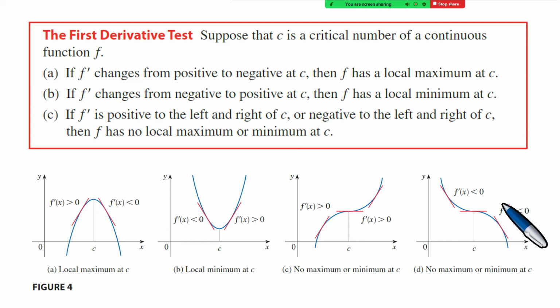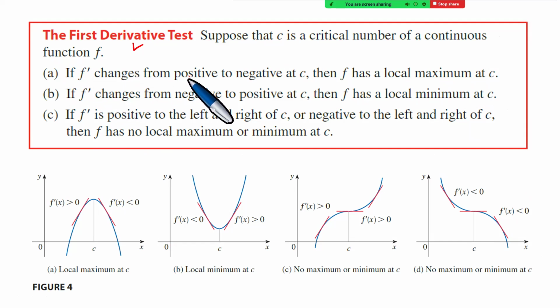Now, the theory we've learned so far is not enough. We need more theory. We need to gather more knowledge. We are cruising until half past, remember? So suppose that c is the critical number of a continuous function f. First derivative test.